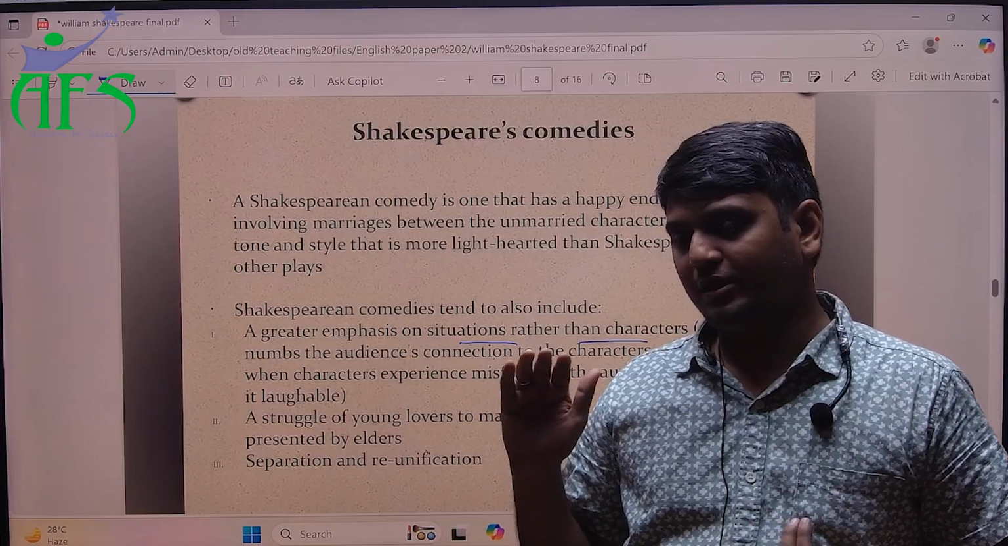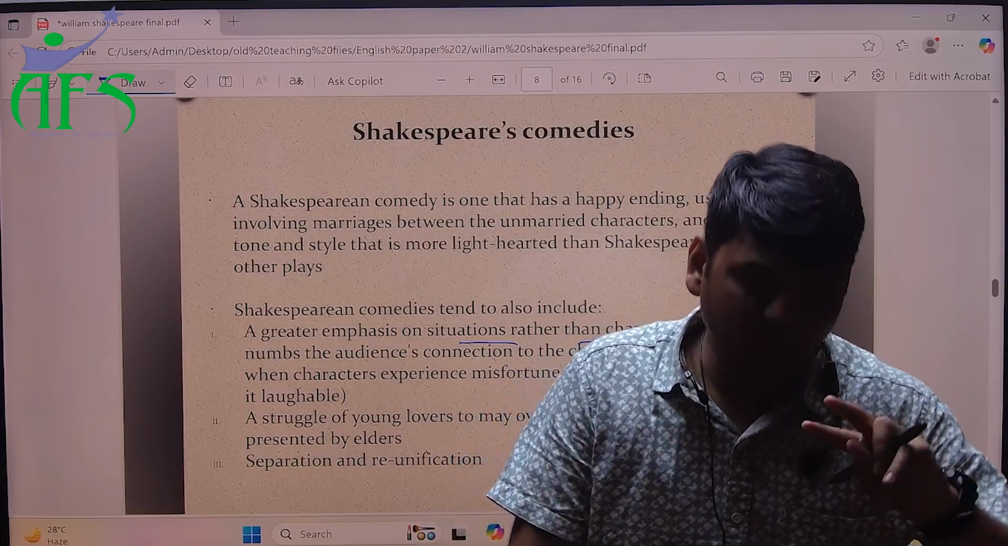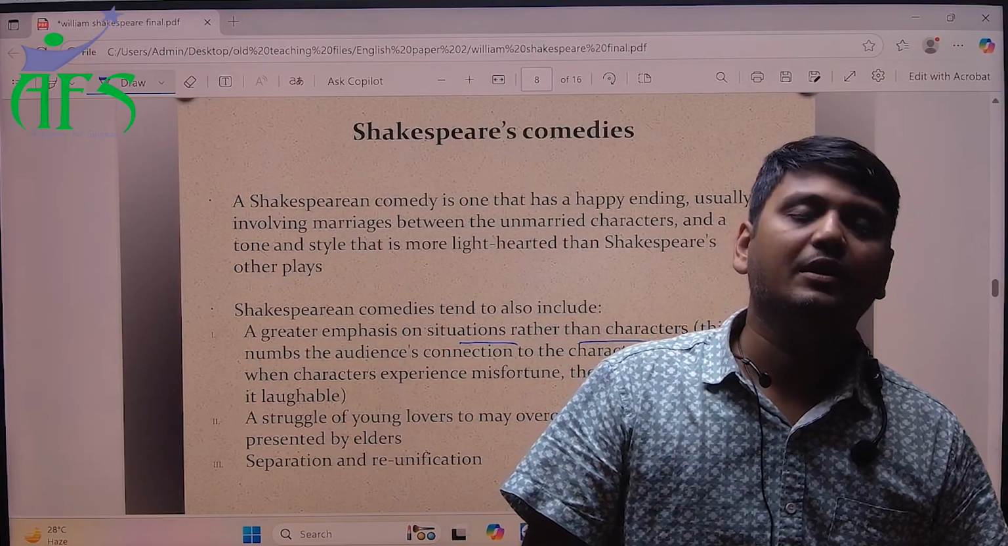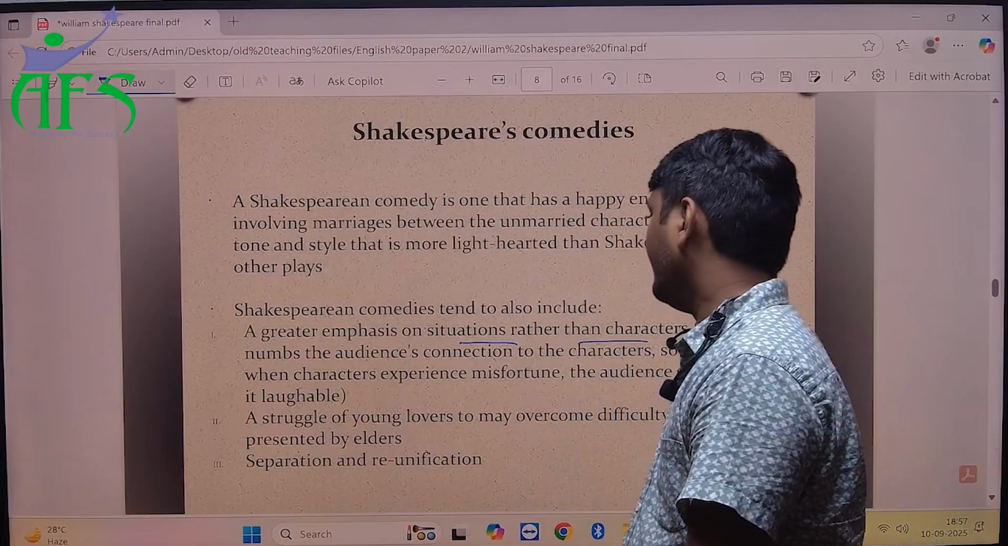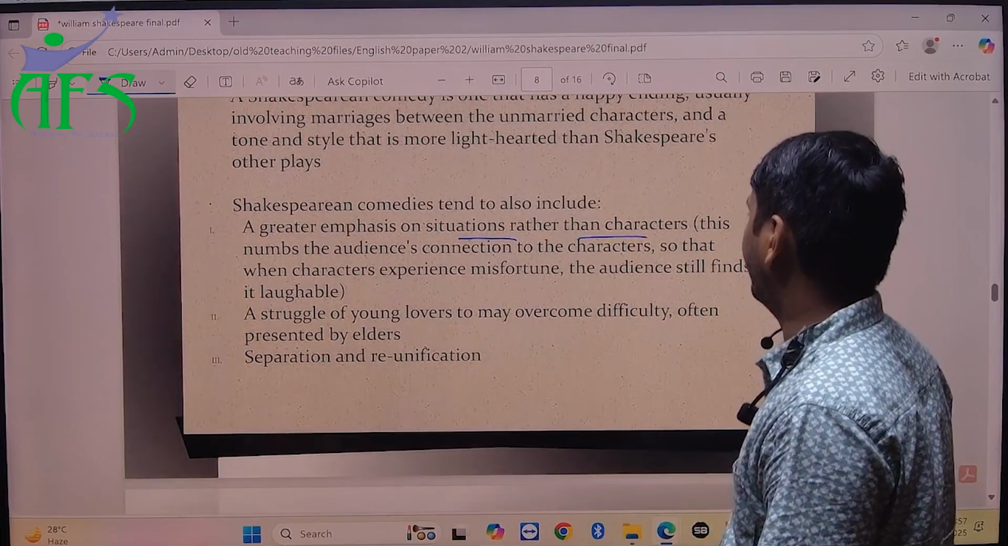So the rules which he had followed in his tragedy, he never applied to his comedy. He did find different rules for it. A greater emphasis on the situations rather than characters.